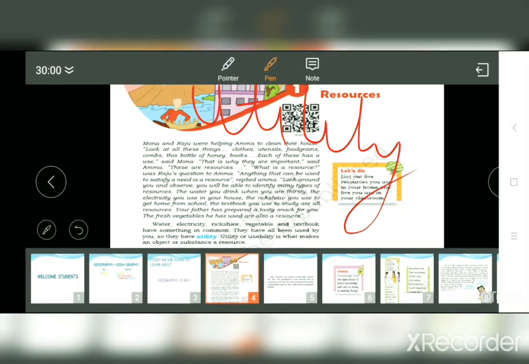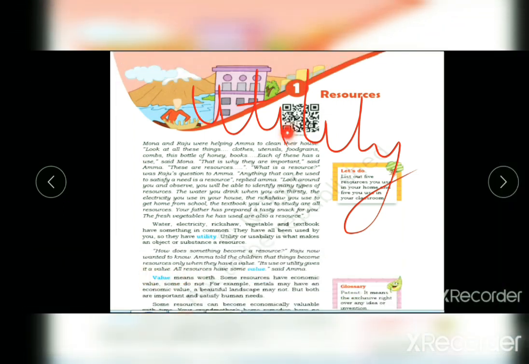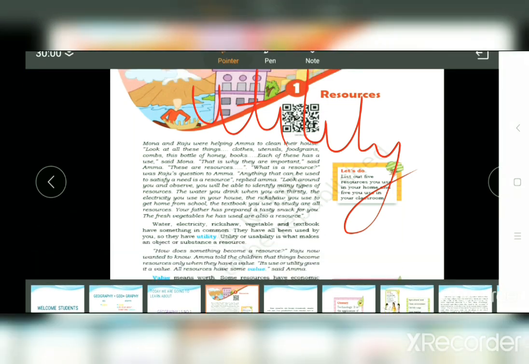Okay, so value here means the worth. So, what is the value of the food that your mother makes for you? It is really very delicious, no? So it becomes value, and value makes a substance a utility. Okay, so you have to understand what is value. We'll read it further. Value means worth.